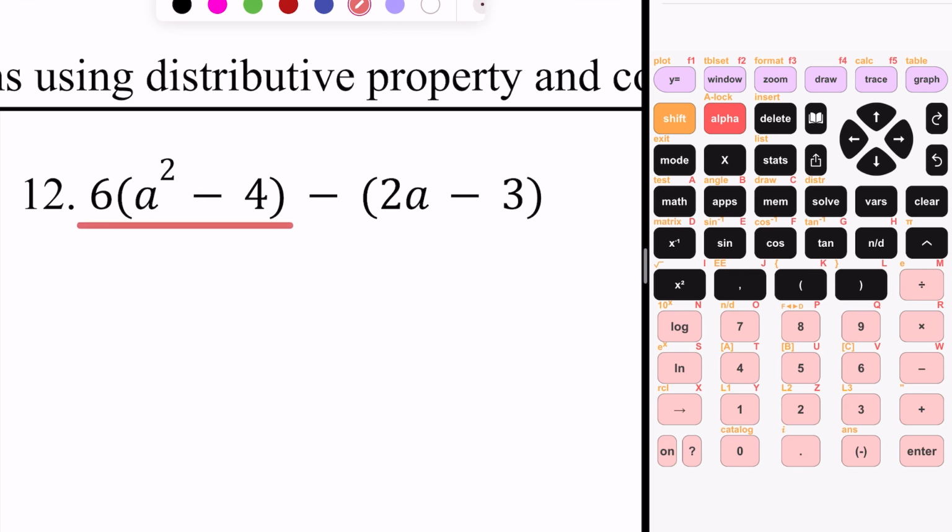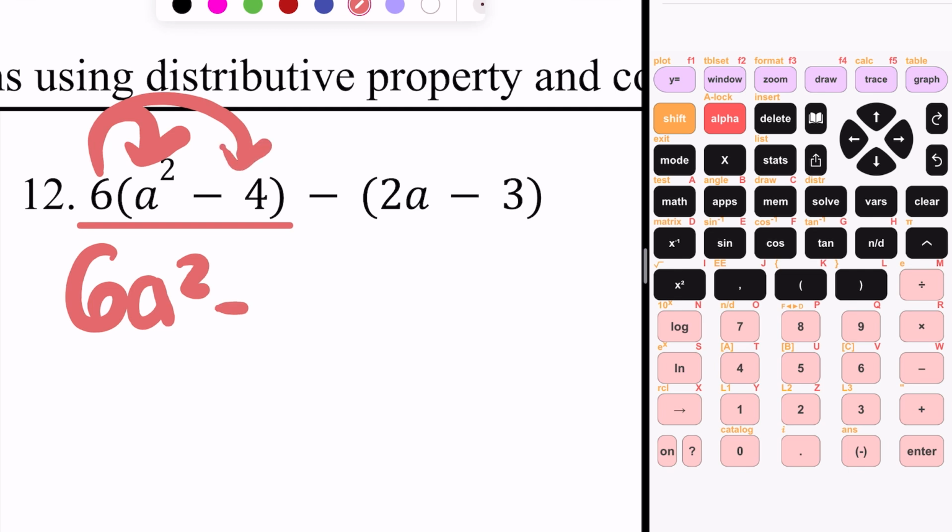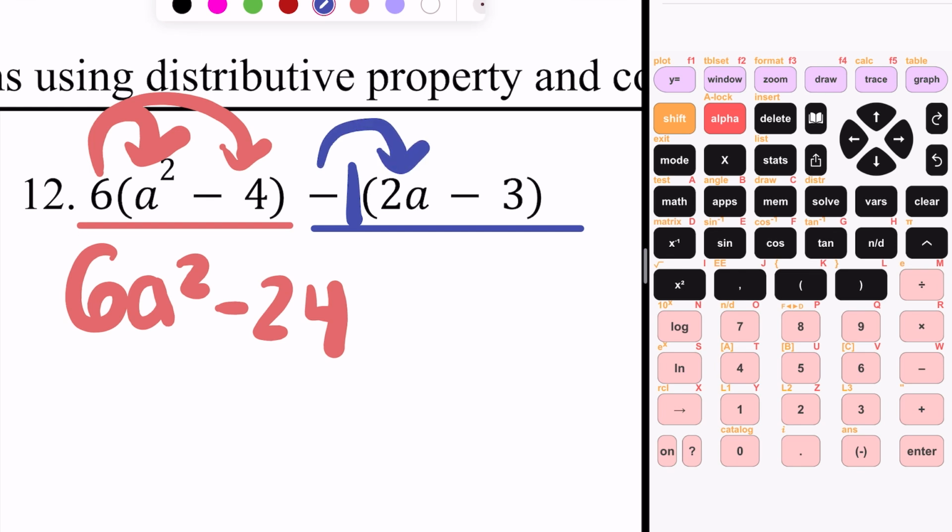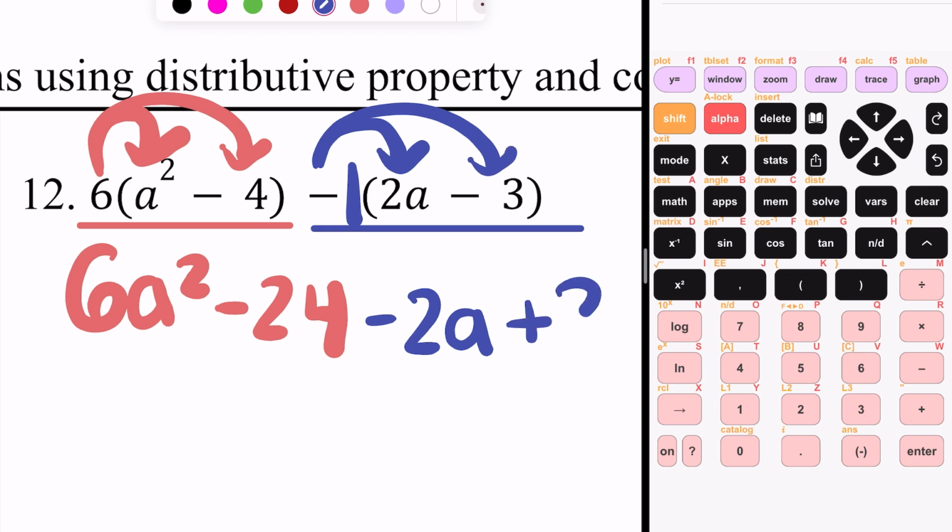So let's see this. Take the outside 6. 6 times a squared is 6a squared. 6 times negative 4 is negative 24. You are done multiplying by 6 because you are now onto a new parentheses. In front of this next parentheses is a negative 1. Negative 1 times 2a is negative 2a. And negative 1 times negative 3 is positive 3. So now you are done with distributing because you have no more parentheses.